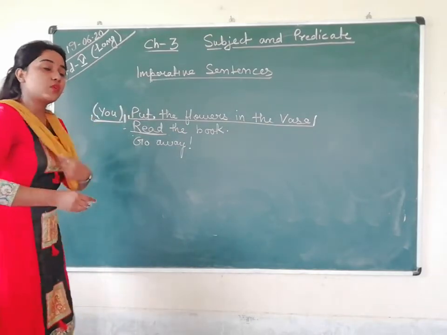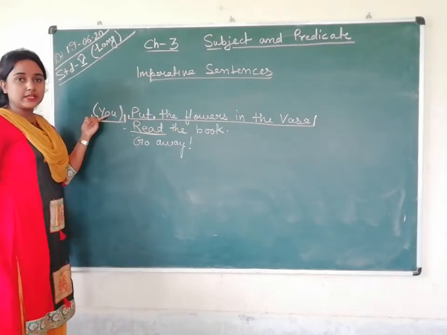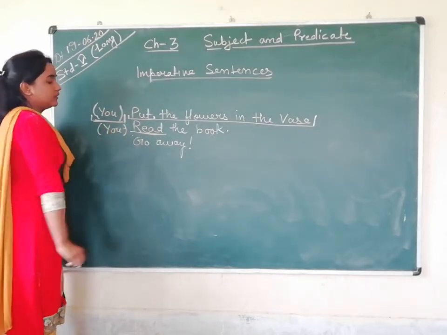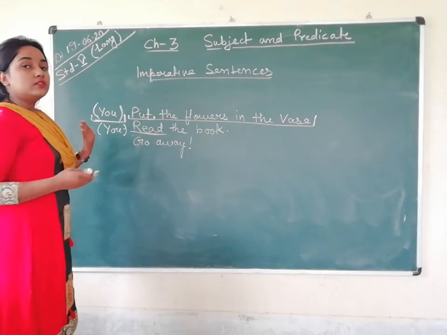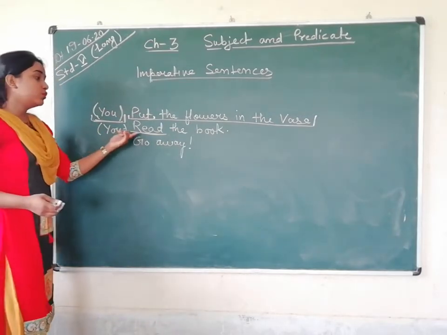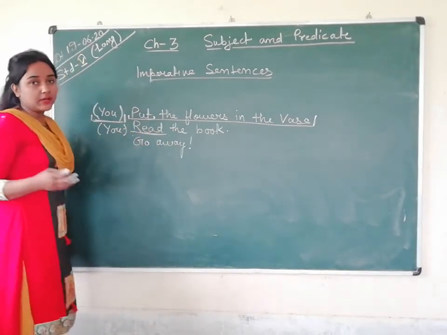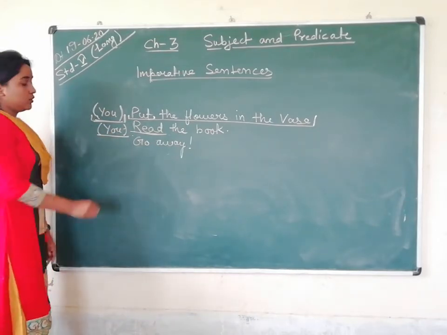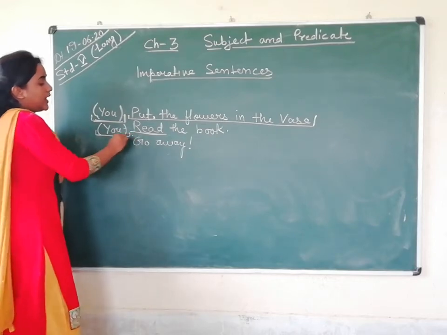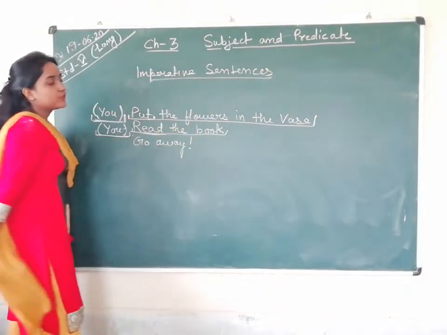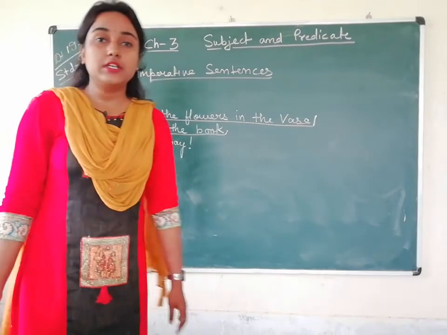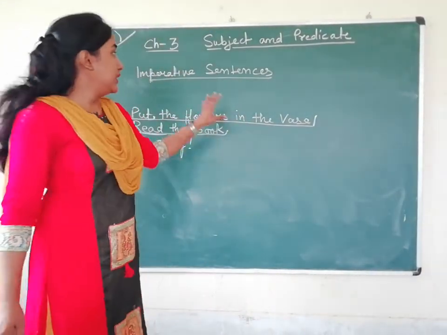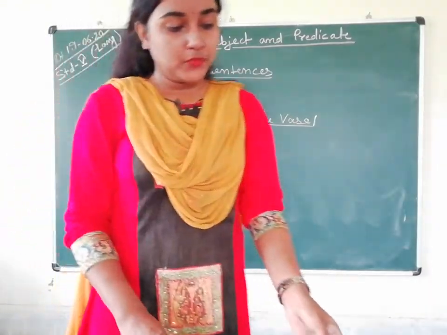Now in this case, what I have done in the first sentence, we have to put you in the bracket. Now let's see, if I ask who read the book, I get an answer, you. You read the book. Now this is our subject and the remaining part will all be the predicate, understood? So in this way, we can find the subject and the predicate in imperative sentences.